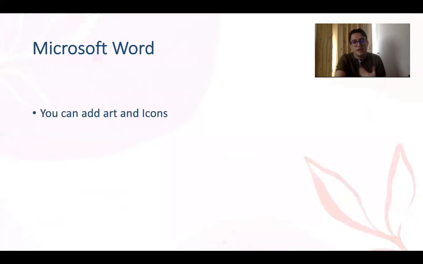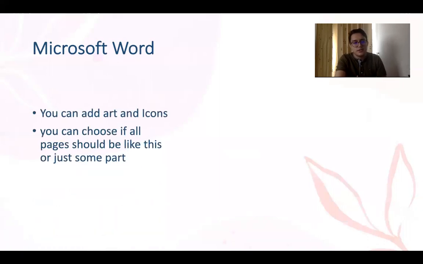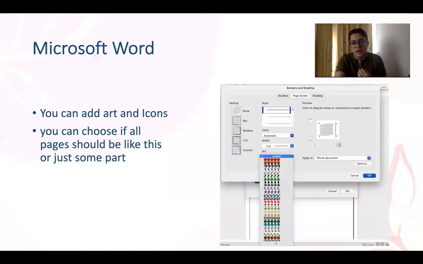You can add art and icons. You can choose if all pages should be like this or just some part. So you can add the ice cream, hearts, or trees on the border. Anything you like, any option you have here, you can add to the border of the screen of your document.